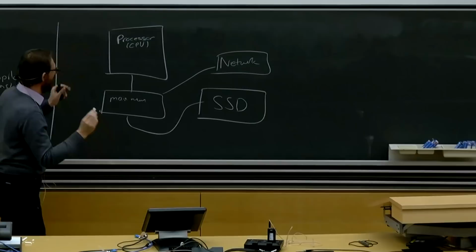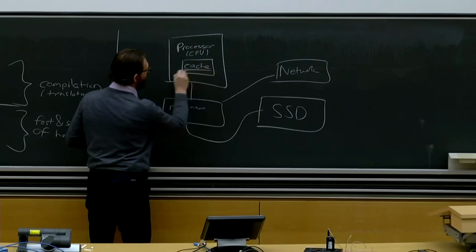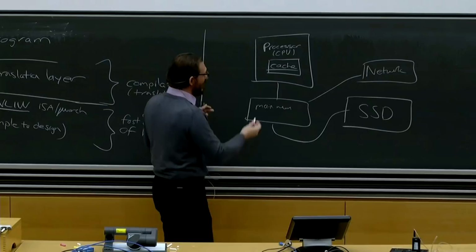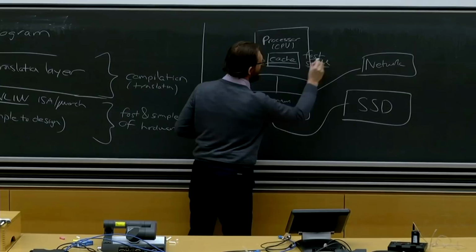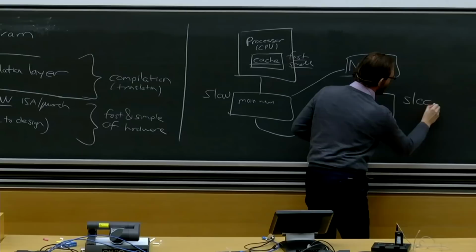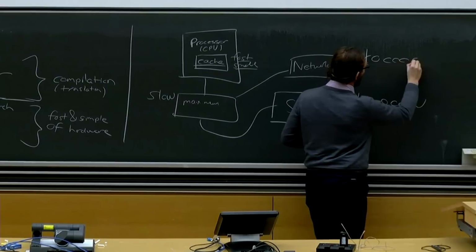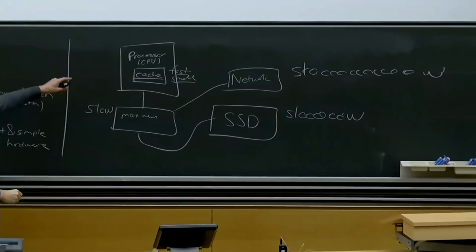But it turns out there's some internal storage in the processor that's called a cache. How many of you know about the cache? Okay, good. I don't need to draw this picture. Most of you know. But this is fast because it's small and in a different technology than this. This is slow. This is slow. And this is really slow, right?